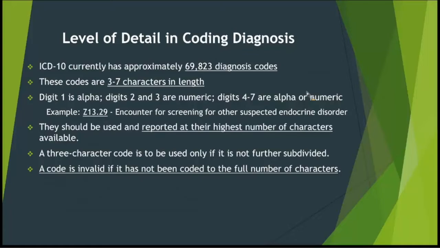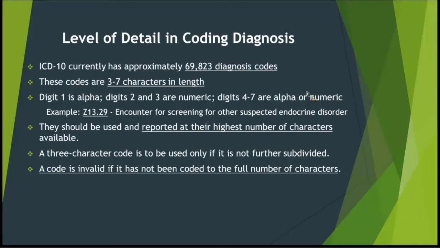Now, look at how many ICD-10 diagnosis codes there are. Close to 70,000. So for you to choose a code, these codes are 3 to 7 characters in length. The first digit is alpha, the second and third are numerical, and it goes on based on that. And here's an example of a diagnosis code, Z13.29, encounter for screening for other suspected endocrine disorder.